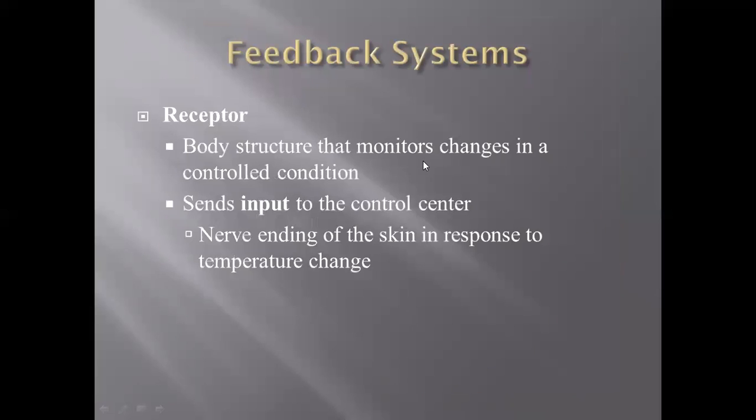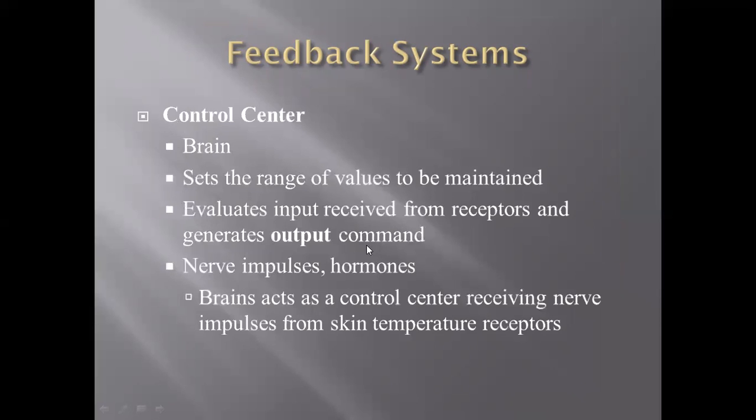Okay, let's see the feedback system. A receptor is a body structure that monitors changes in the controlled condition and sends input to the control center, like nerve endings in the skin in response to temperature change. The control center, the brain, sets the range of values to be maintained, its aim or set point, evaluates input received from receptors and generates output commands: nerve impulses or hormones. The brain acts as a control center, receiving nerve impulses from skin temperature receptors.